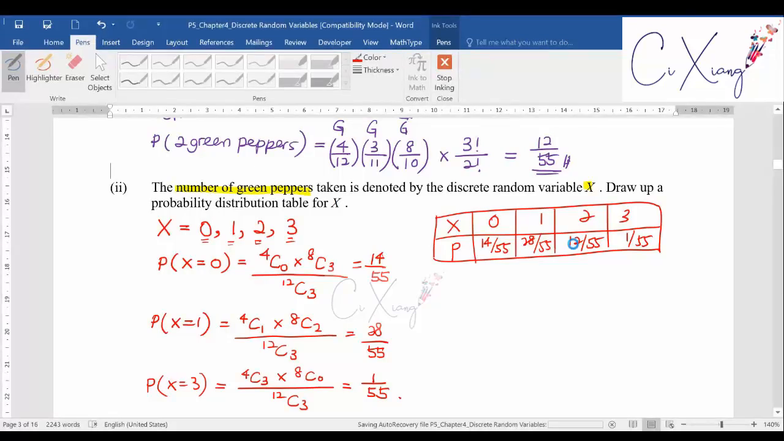For those who are interested, you can try to use this method again to see whether you're able to get the answer. Again, this is a complete question on how to use the concept in probability to form a probability distribution table. Some questions can be very simple, some can be very tough, so you have to try a few more to make sure that you understand how to get all this. For the rest of the examples, I will discuss them in the next video.